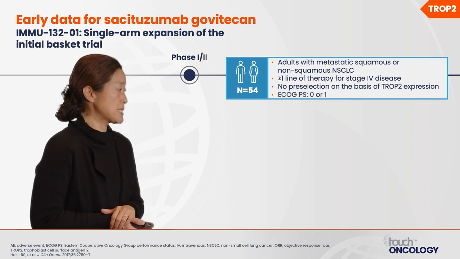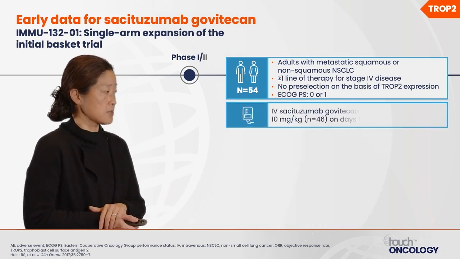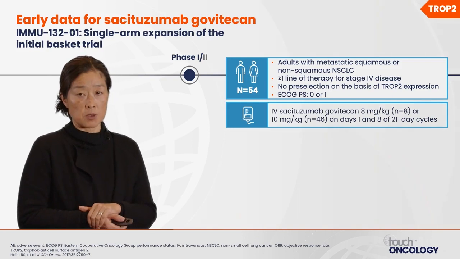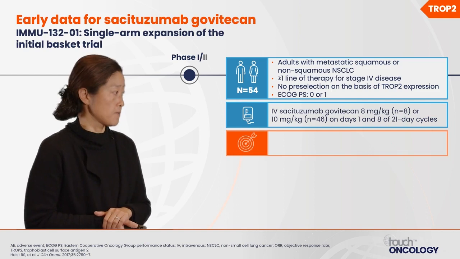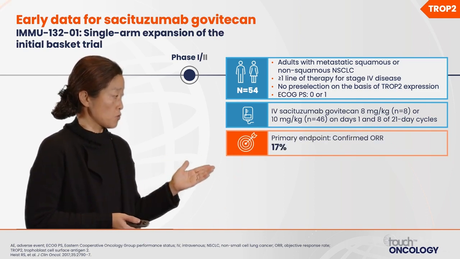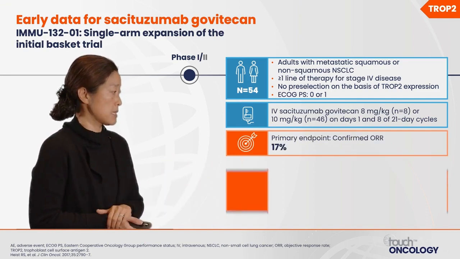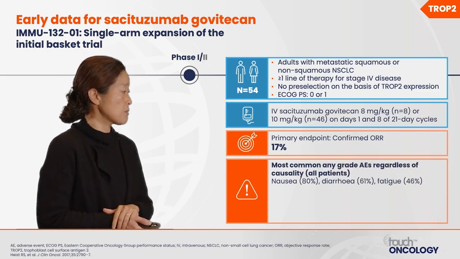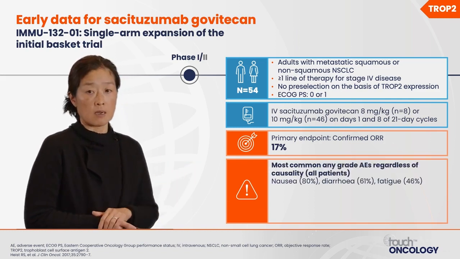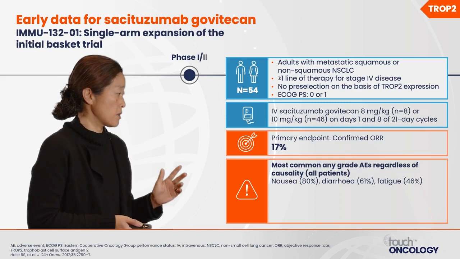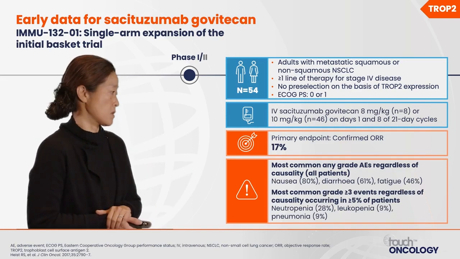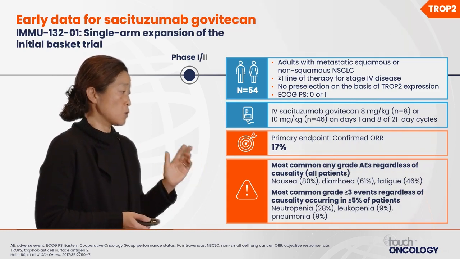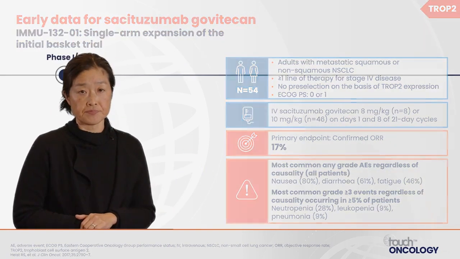Patients had to have good performance status, and they received IV sacituzumab govitecan either at 8 mg per kg or 10 mg per kg on days 1 and 8 of a 21-day cycle. The primary endpoint was a confirmed overall response rate, and that was 17% in this study. The most common any grade AEs, regardless of causality in all patients, included nausea, diarrhea, and fatigue. And the most common grade 3 or higher adverse events, regardless of causality, included neutropenia, leukopenia, and pneumonia.